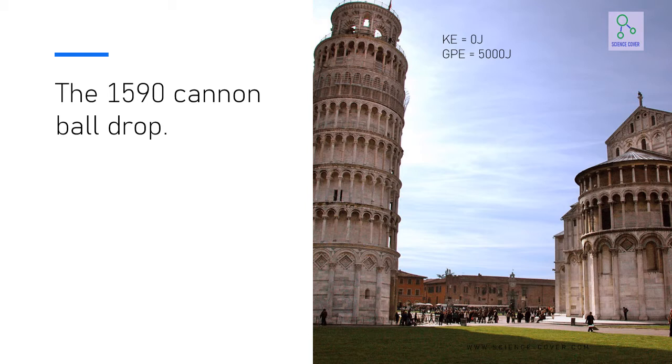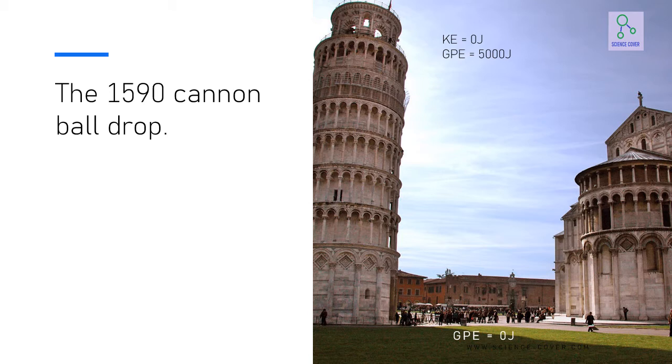When the ball reaches the ground, it will have no height energy. So its gravitational energy is going to be 0 joules. So where's all that gravitational energy gone? We started with 5,000 joules. When it hits the ground, it's got 0 joules. And the conservation of energy says that we can't destroy that energy, so it's got to go somewhere.